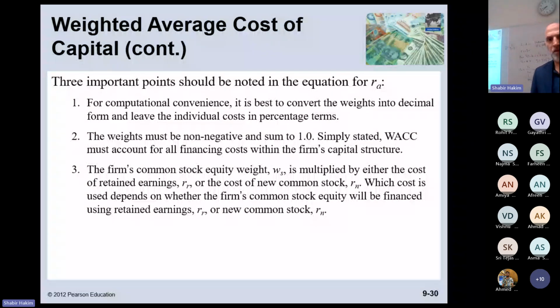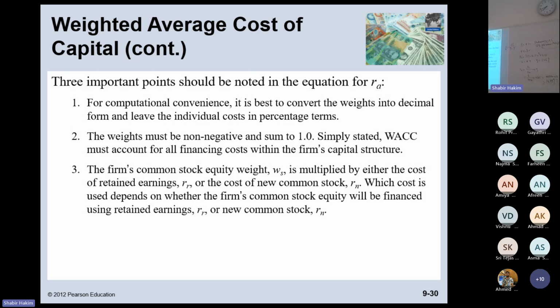So what do we say here? Three important points should be noted in the equation for the WACC. First, for computational convenience, it is best to convert the weights to decimals and leave the individual percentages as they are, as I keep on saying. Do not convert the percentages into decimals; just convert the weights to decimals. Second, the weights must be non-negative, that's obvious. You cannot have a negative weight, right? Third, WS must account for all financial costs within the firm's capital structure.